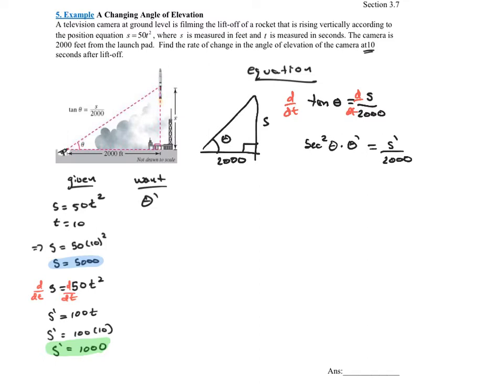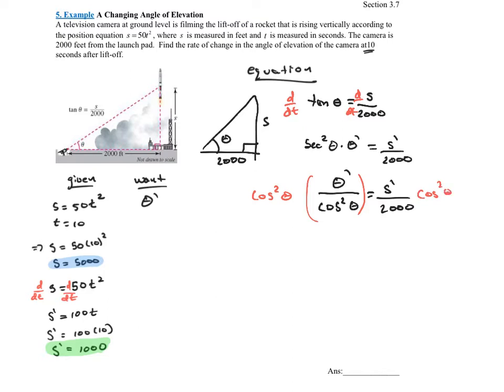But I want you to think here, what is secant? Isn't secant really 1 over cosine? So on the left-hand side, don't I really have theta prime over cosine squared of theta is equal to s prime over 2,000. Well, let's go ahead and multiply both sides times cosine squared of theta.